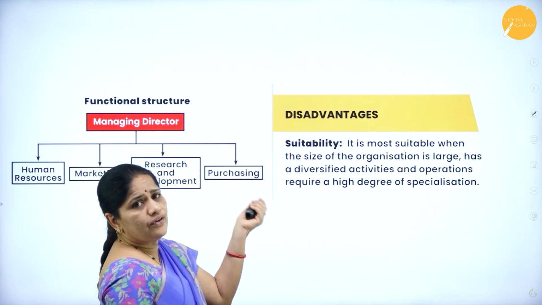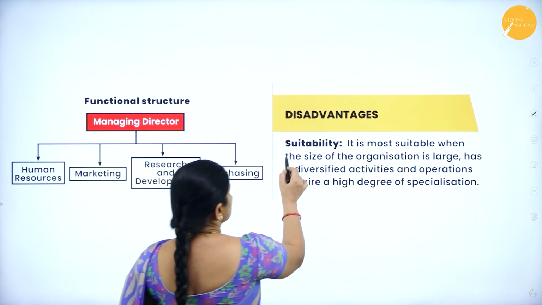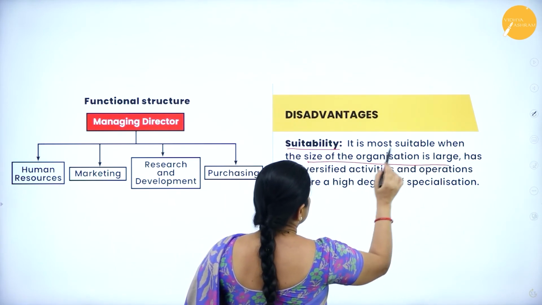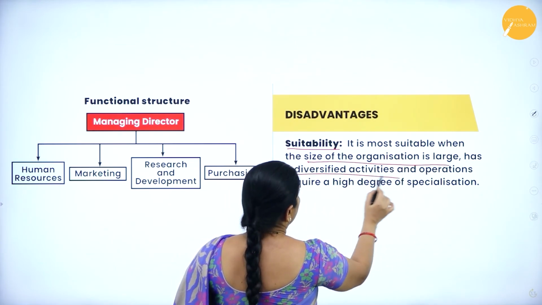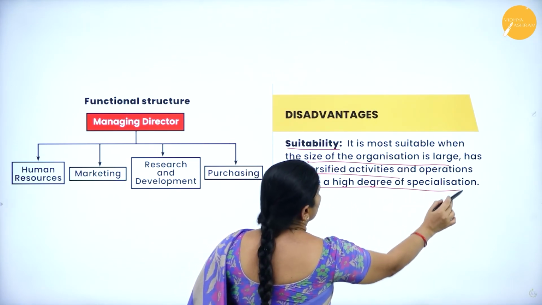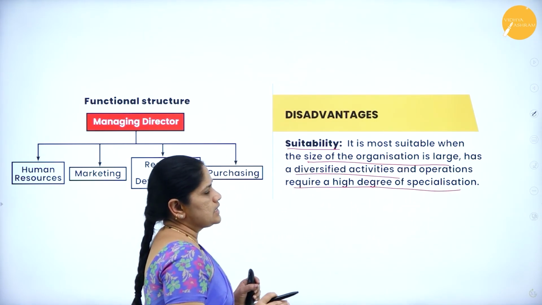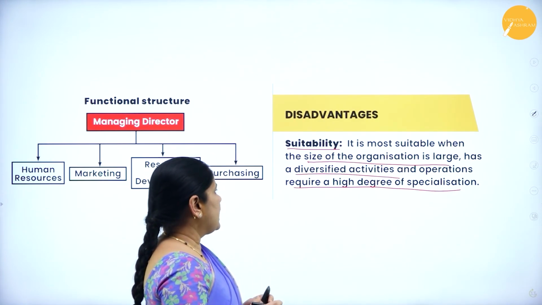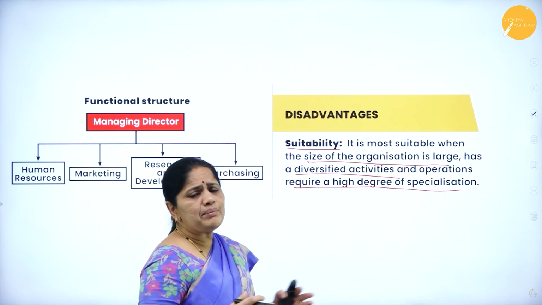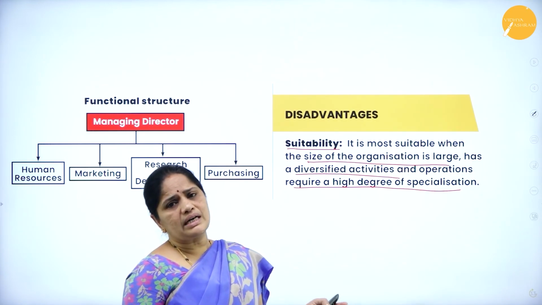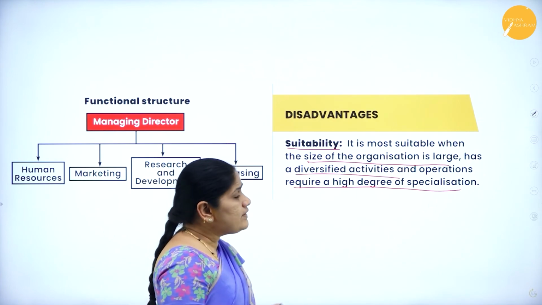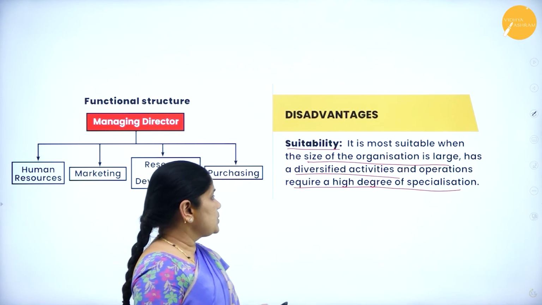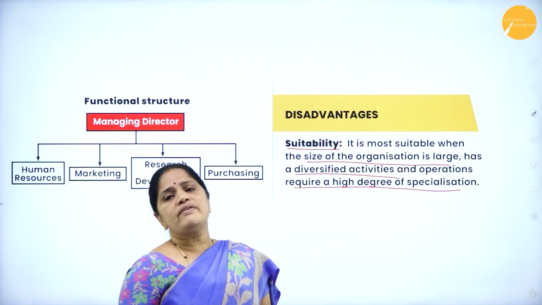Now let us see for what type of organization it is suitable. It is most suitable when the size of the organization is large and has diversified activities and operations which require a high degree of specialization. Now, this type of functional structure can be utilized only when we have a very big, very huge organization which has diversified activities. There are so many activities and operations which require a high degree of specialization.